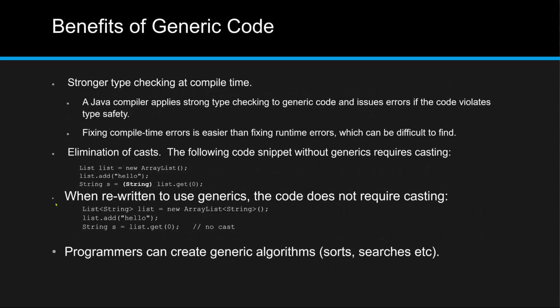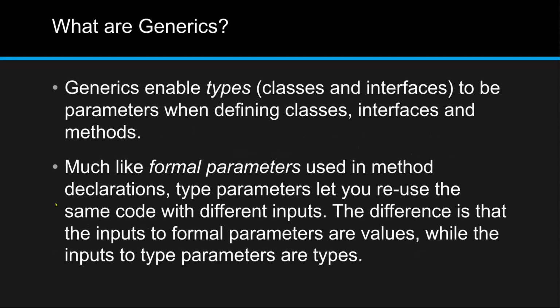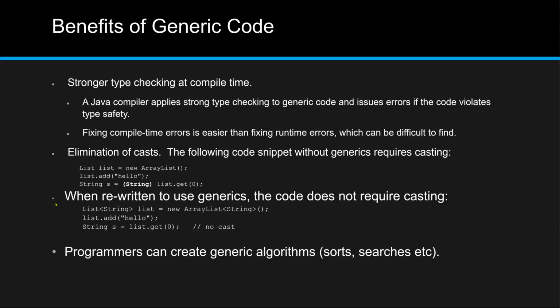What are the benefits as opposed to just using object? Stronger type checking. A Java compiler applies strong type checking in generic code, and it fixes compile time errors more easily because it identifies them. You also don't need casts.